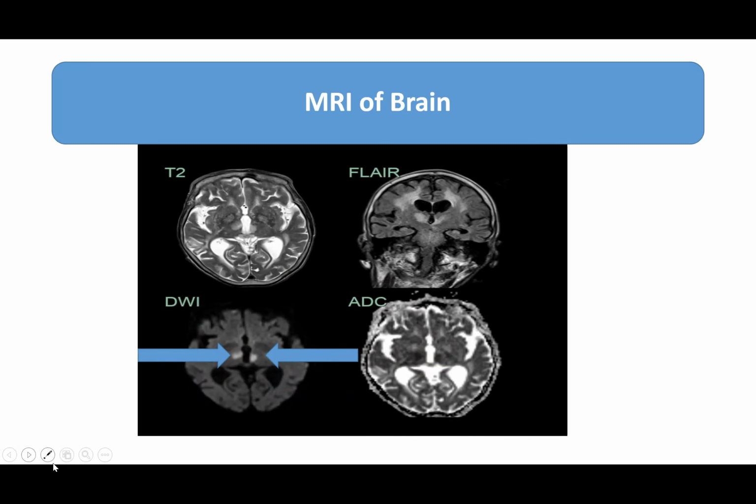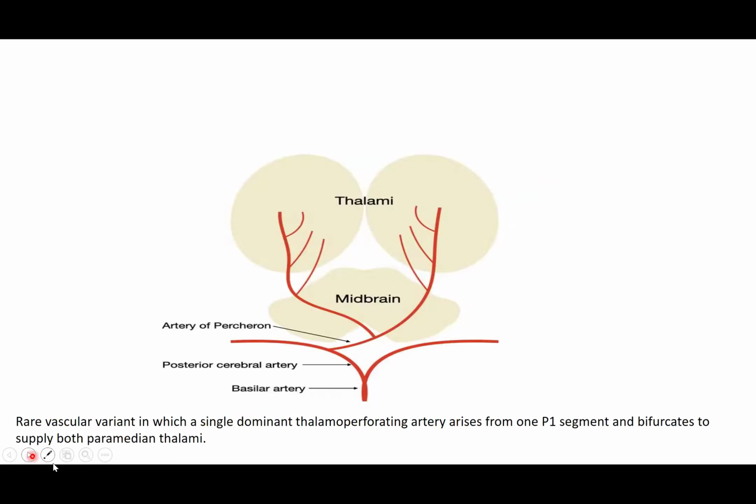Is it possible? That is the question. Whenever that comes to our mind, we always think of a particular artery. That is the artery of Percheron. What is the artery of Percheron? It is a single artery. As you can see, there is a single artery, but it's a variant. It will go to both thalami.